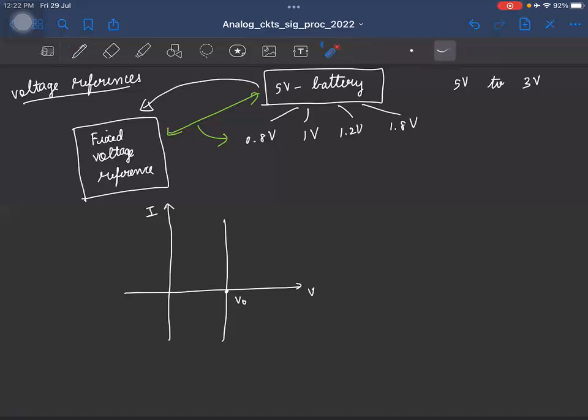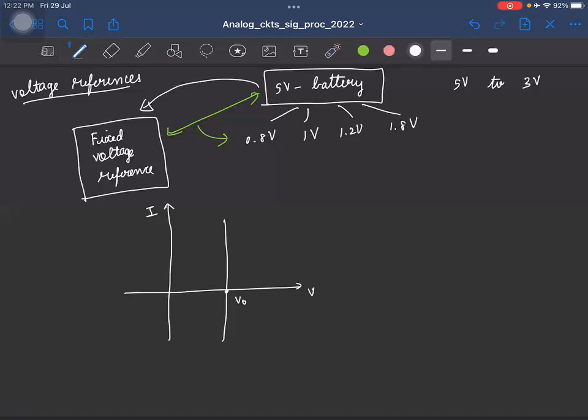Yeah. So in which quadrants will the characteristics lie? Fourth, right? Correct. No, this is a passive device, right? But what happens if I reduce the voltage, I mean, make it less than zero? First and third quadrant. Okay.